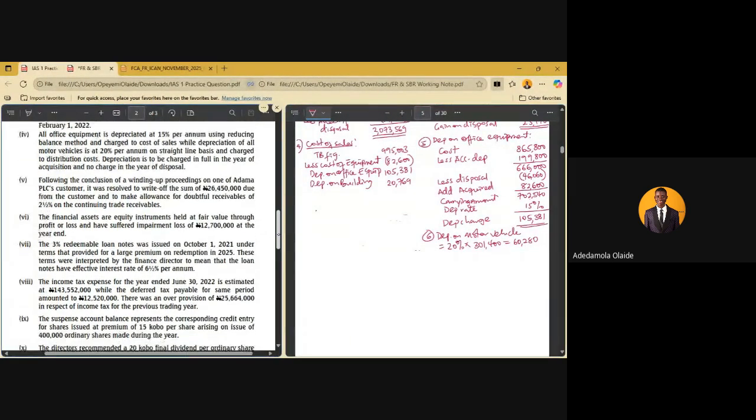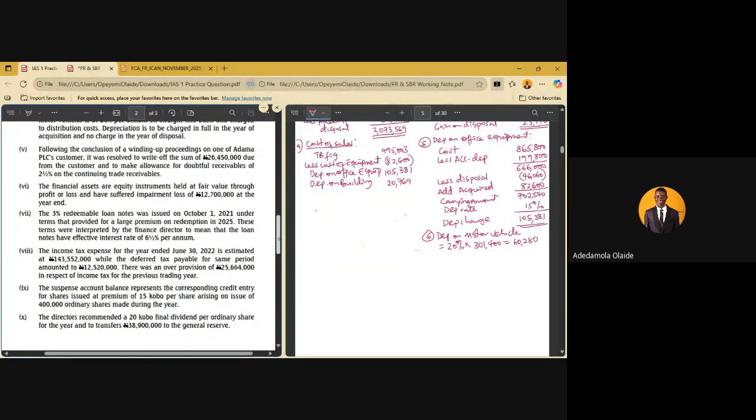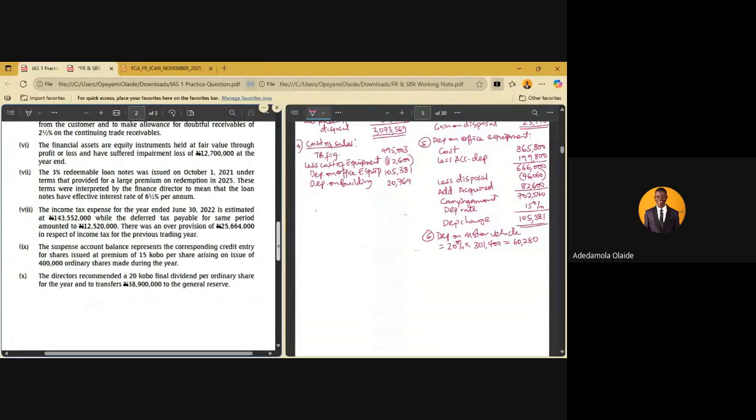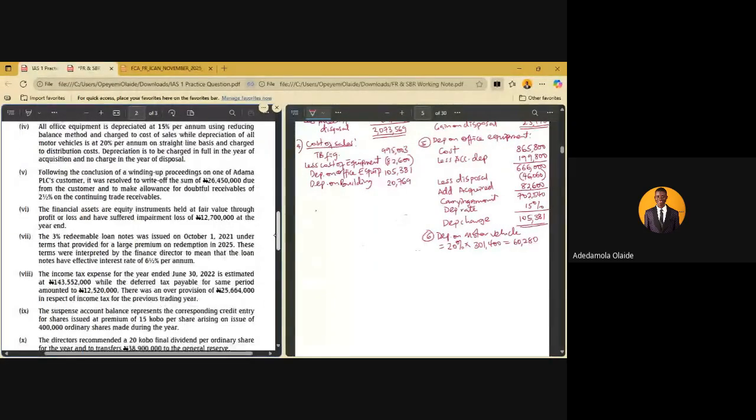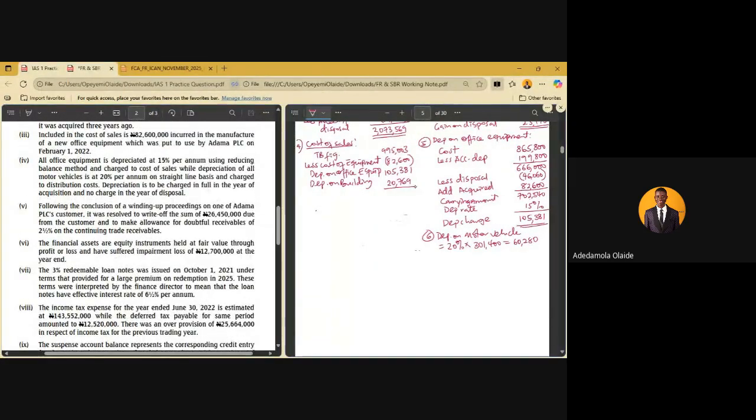Let me just quickly scan. I don't think we have any other thing affecting our cost of sales. So we can close this now. What's the summation? Note 7. 1,038,553.